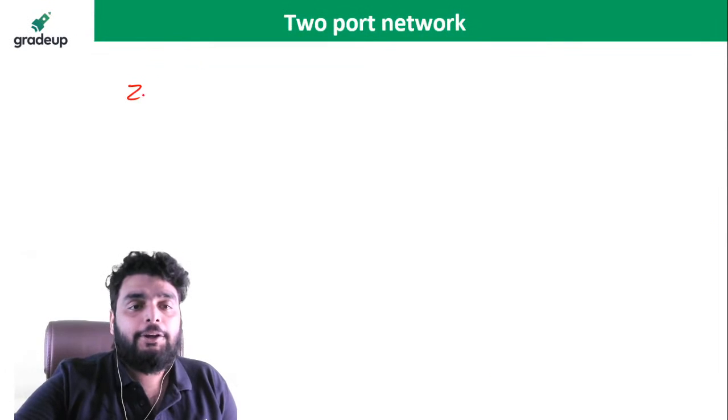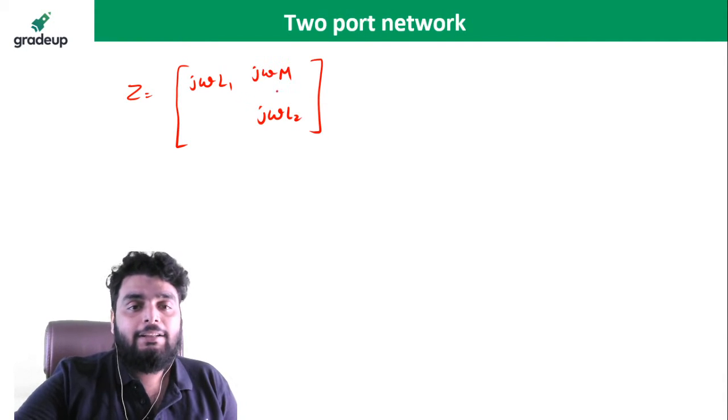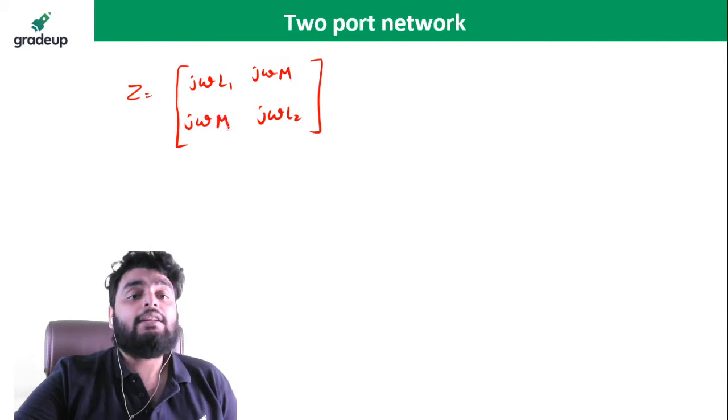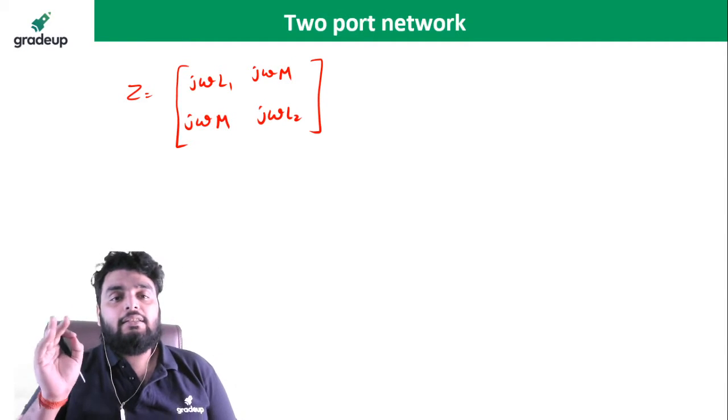The Z parameter comes out to be this: j omega L1, j omega L2, j omega M and j omega M. Is this network a symmetrical network? I need the answer from everyone, yes or no?